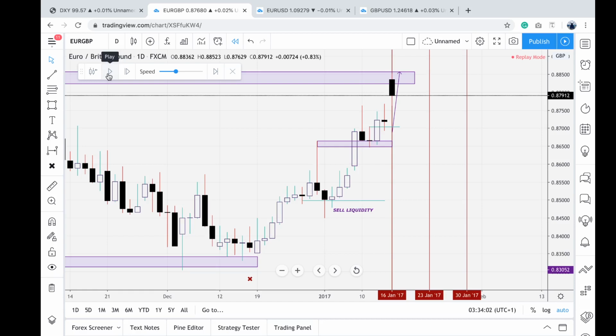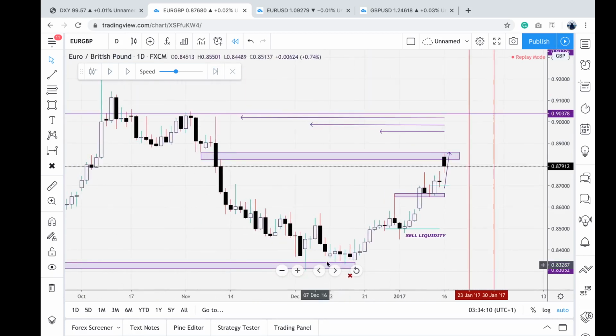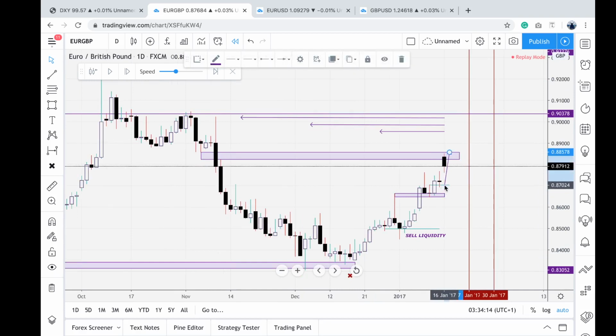Wow! Let me remove this. Look at that. This, guys, is institutional trading. This is mind-blowing. We predicted a gap in the market. That is mind-blowing. That's actually crazy.